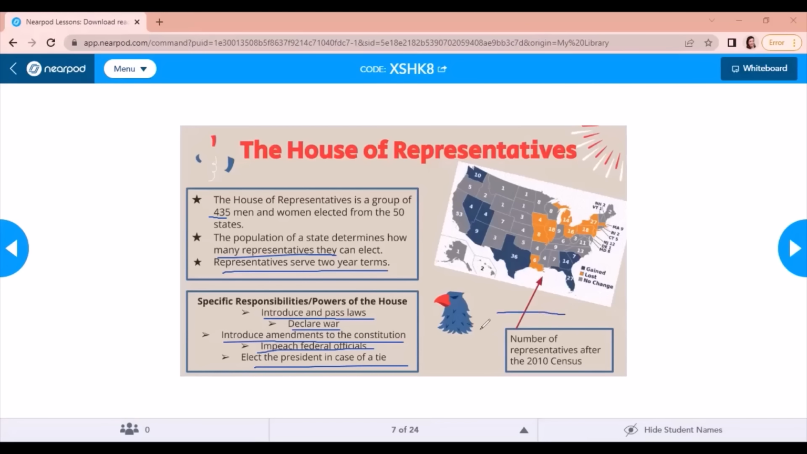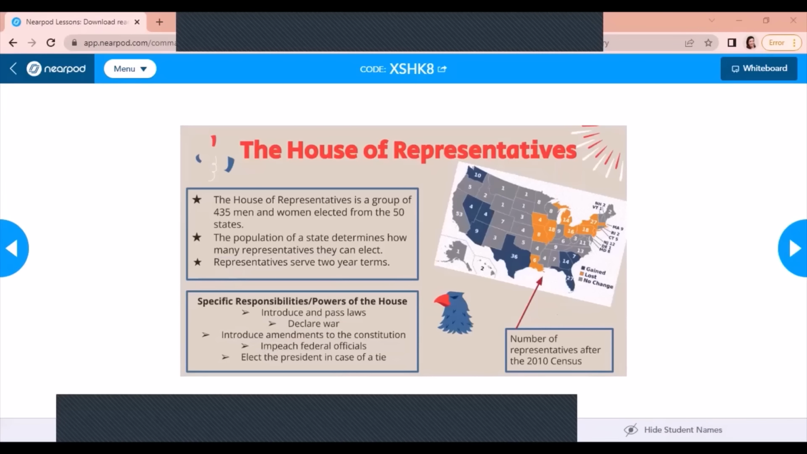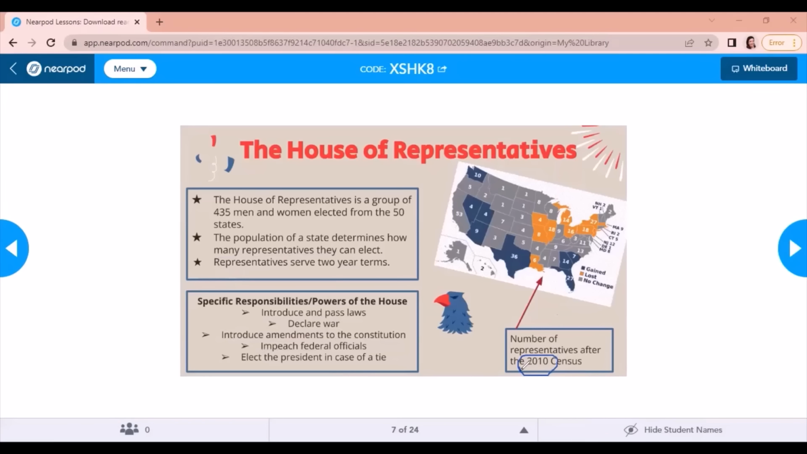So this is the number of representatives after the 2010 census. So every 10 years ending in 0, the United States government counts every single person in the United States. Every single person. So, you know, even people living here illegally or temporarily. So this is the 2010 census. So there also was one in 2020.